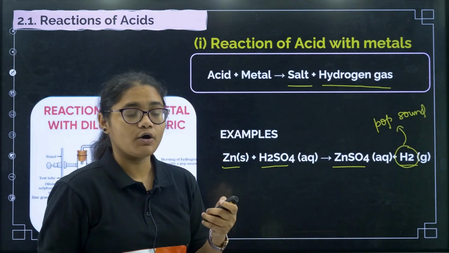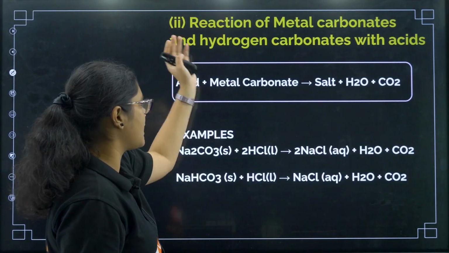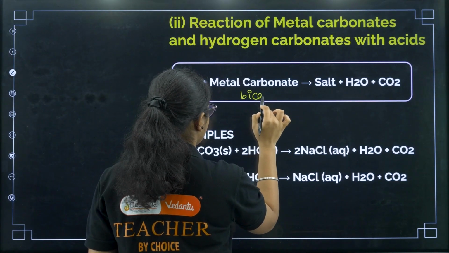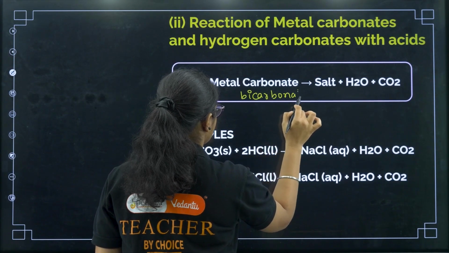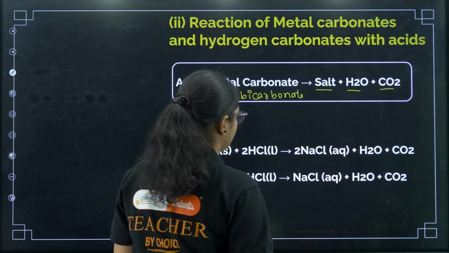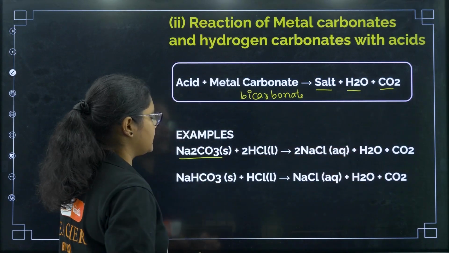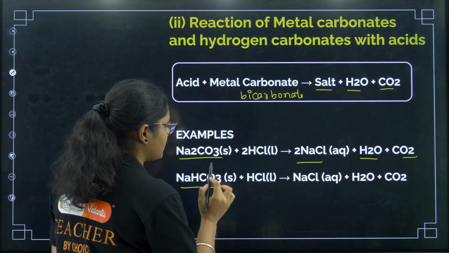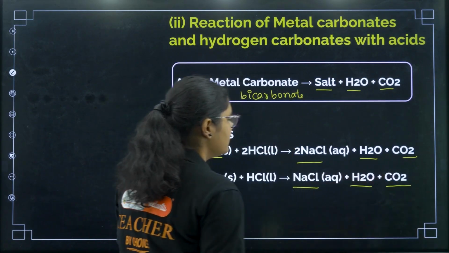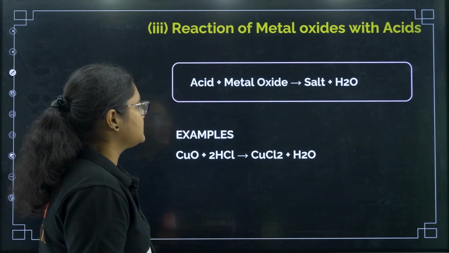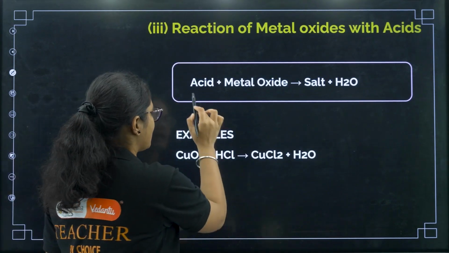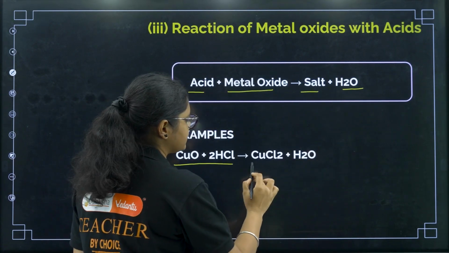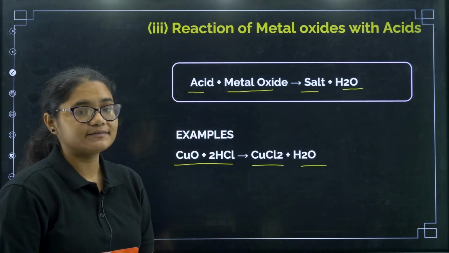Next is reaction of acids with carbonates and bicarbonates. Whether it is metal carbonate or bicarbonate, we get the same products: salt, water and carbon dioxide. You can see here I have taken carbonate, we'll get NaCl, water and carbon dioxide, and if I take bicarbonate, we'll get NaCl, CO2 and H2O. The third one is the reaction with metallic oxides. Acid reacts with metallic oxide to give you salt and water. You can take an example, copper oxide plus HCl will give you copper chloride plus water.